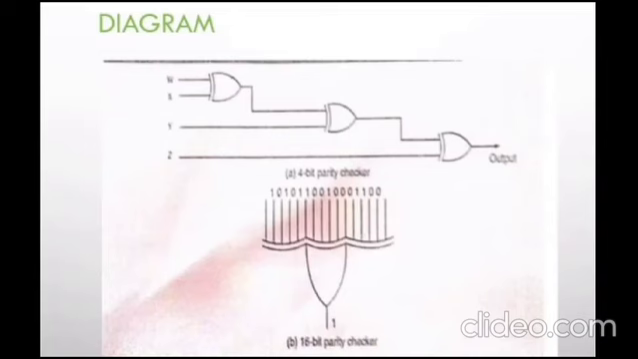Next, a diagram of parity checkers. First diagram is the 4-bit parity checker. There are 4 inputs W, X, Y, Z, and 1 output using NOR gate.